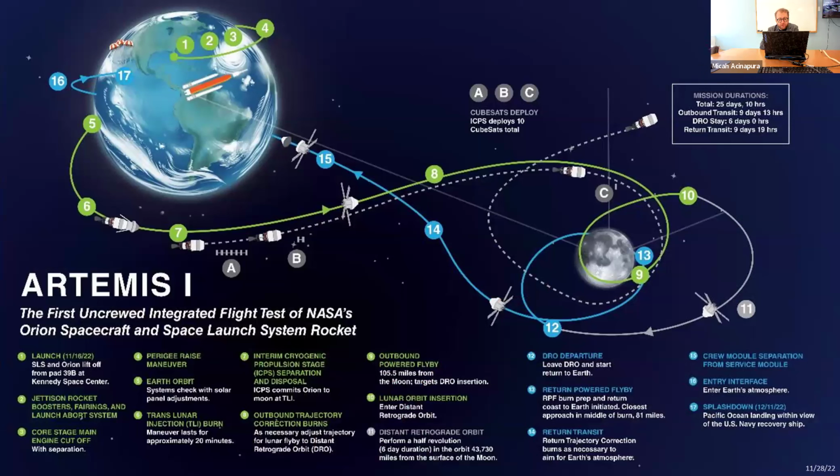So to give you all a sense of what Artemis 1 actually looked like, this is the path that it took. These were the trajectories. Pretty interesting stuff. Pretty exciting, but this is just the beginning.